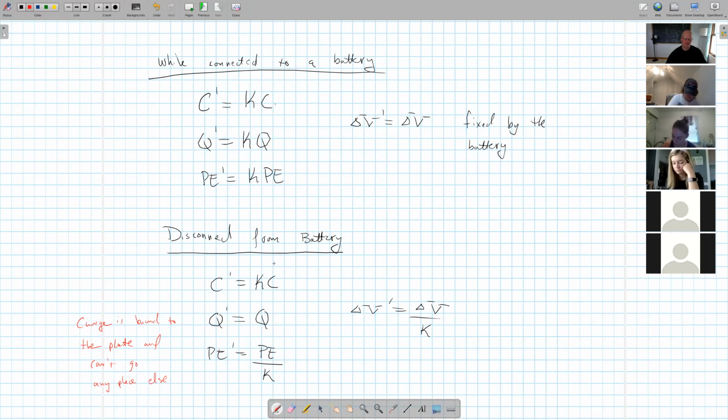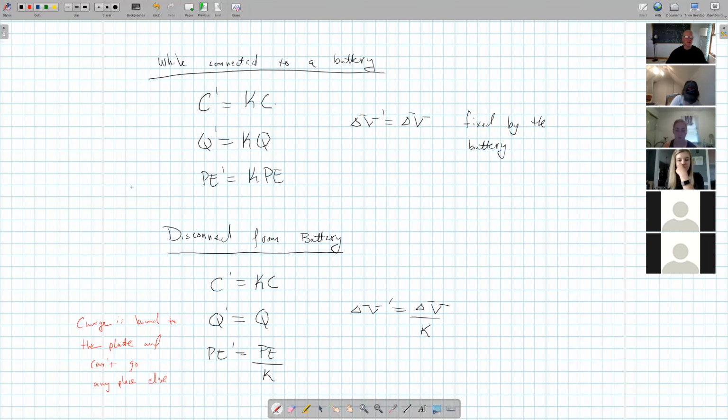So even though the capacitance is increasing, the charge is staying the same. Again, what happens in this case is that the energy will actually go down, and it goes down by an amount of the dielectric constant because the potential also goes down by an amount of the dielectric constant.